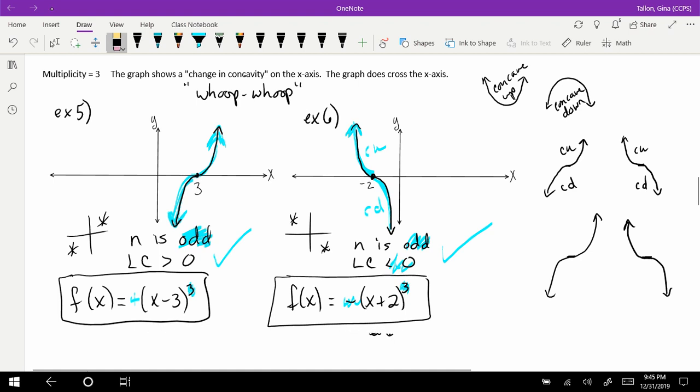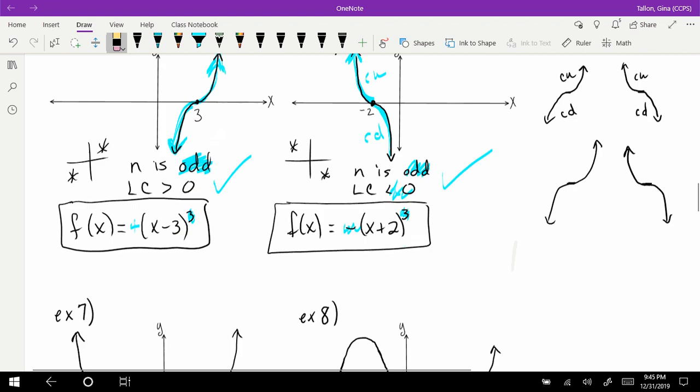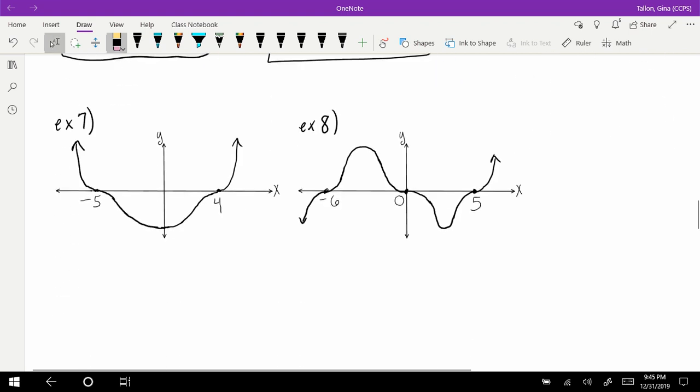A few more examples, we'll call it a night, eh? Okay, example 7 and 8.